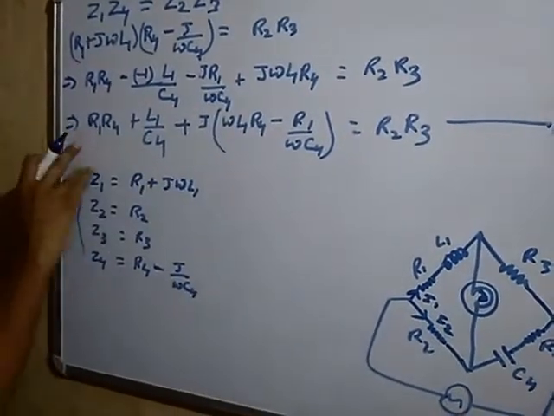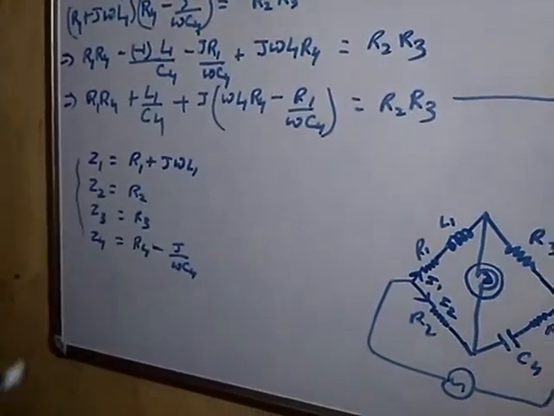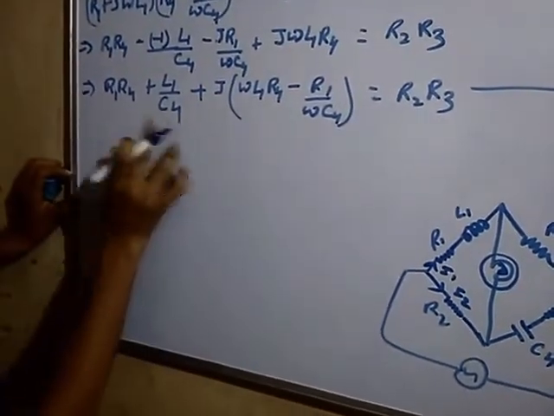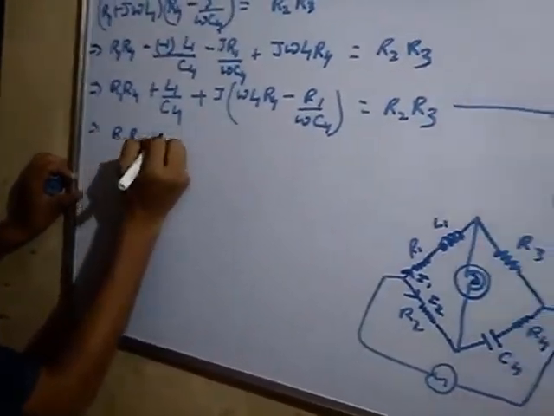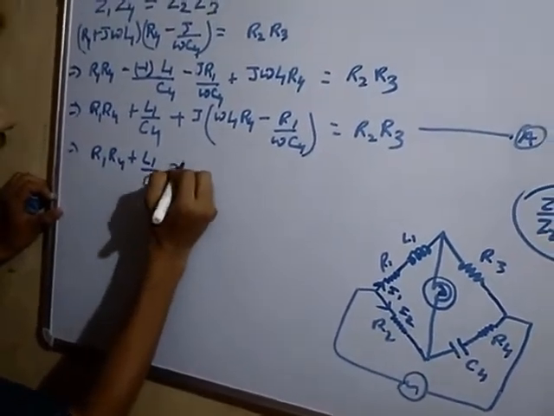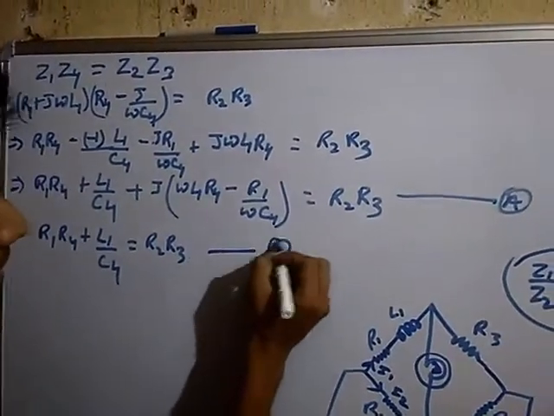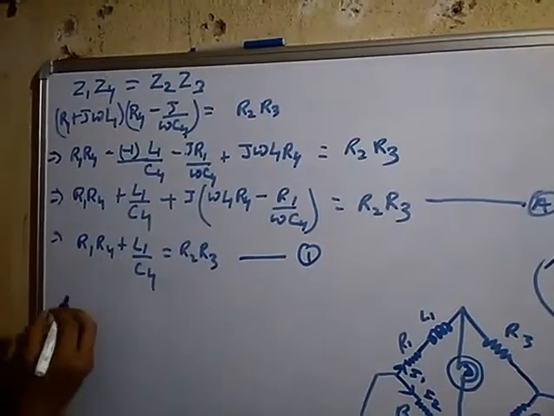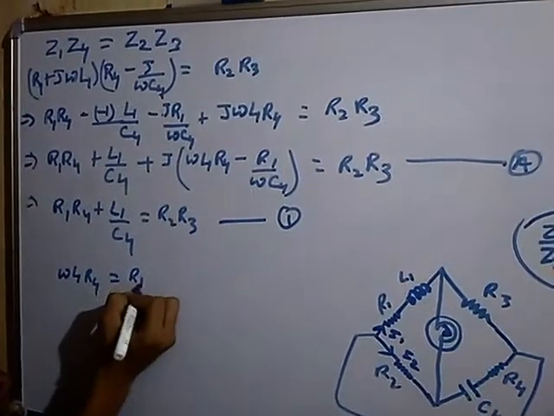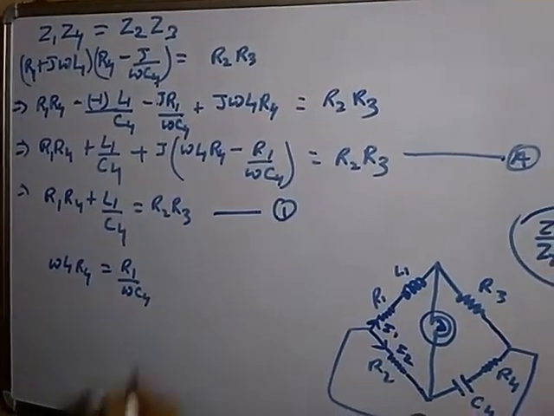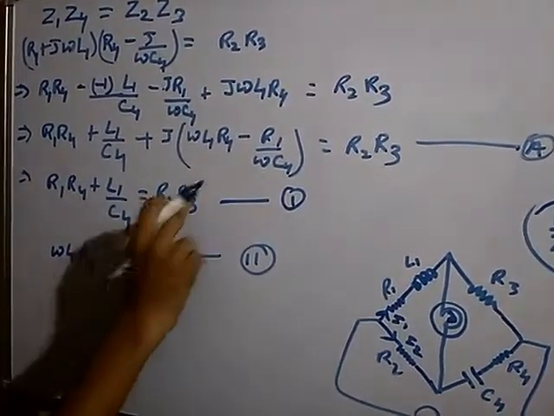This is the main equation from which we will derive L1 and R1. Taking the real and imaginary parts from both sides: R1 R4 plus L1 upon C4 is equal to R2 R3. This is equation 1, and by comparing the imaginary part we will have omega L1 R4 is equal to R1 upon omega C4. These are two variables and two equations.